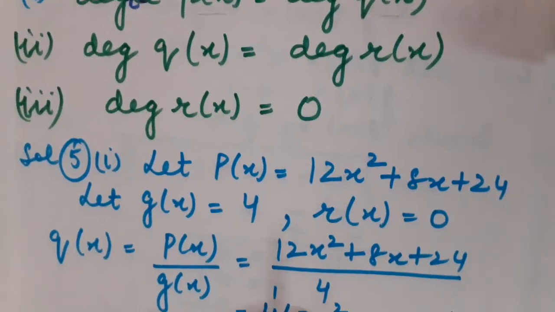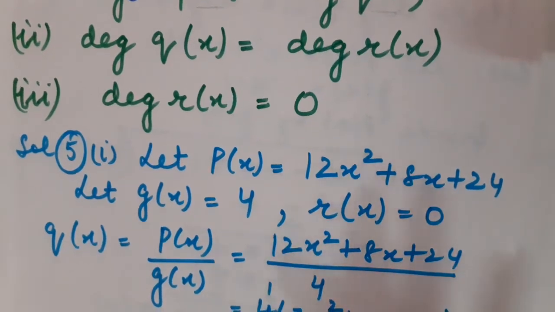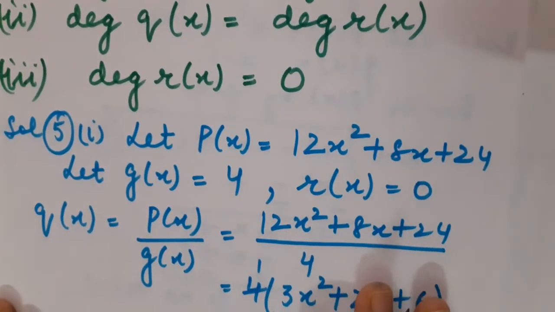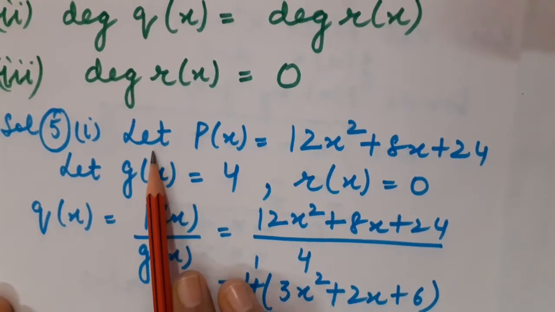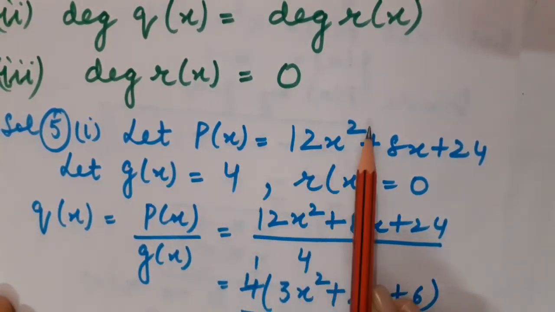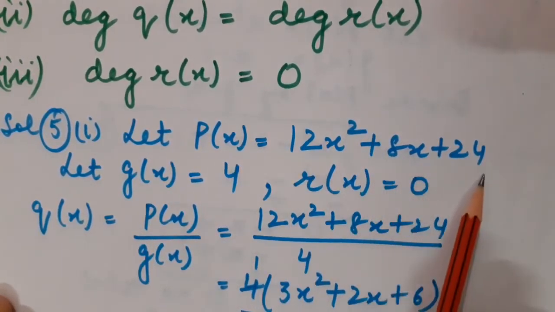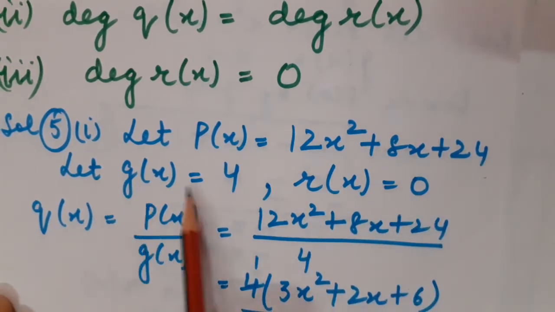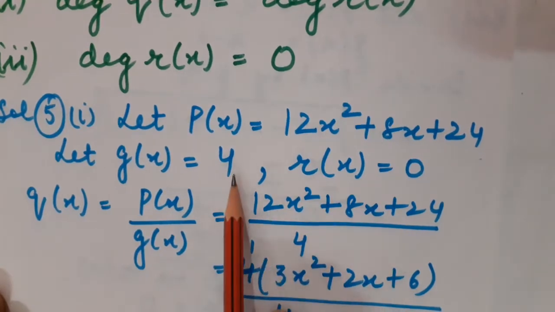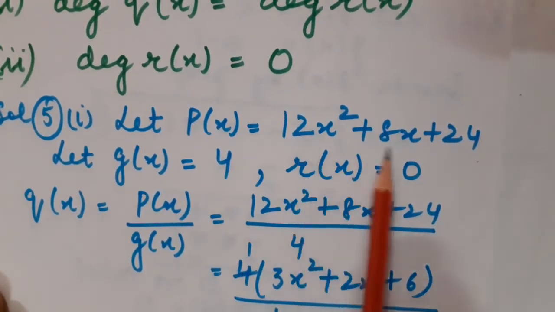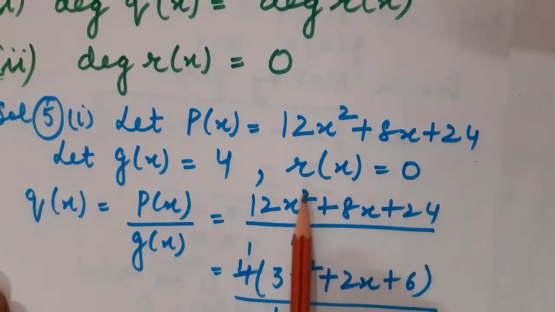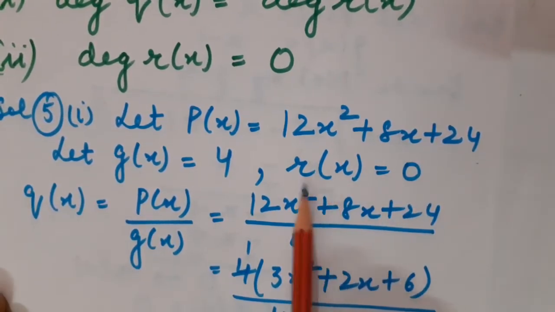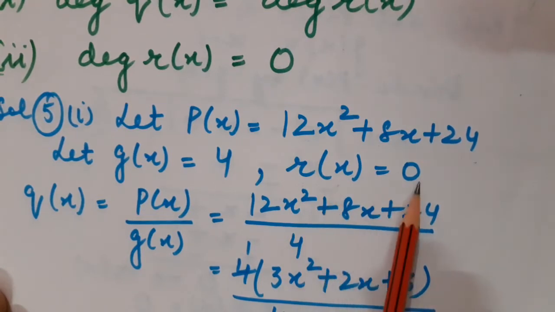You can take any polynomial of your choice. Fine. See, for example, here I have taken, let px is equal to 12x square plus 8x plus 24. And gx I have taken as 4. So what I am going to do, here definitely when you are going to divide this complete px by 4, it will be exactly divisible by 4, right? So what would be remainder? That would be 0.